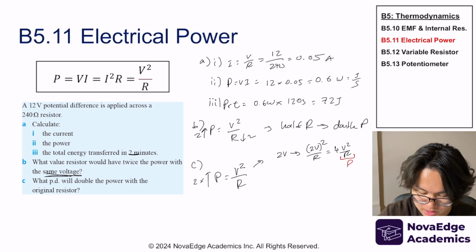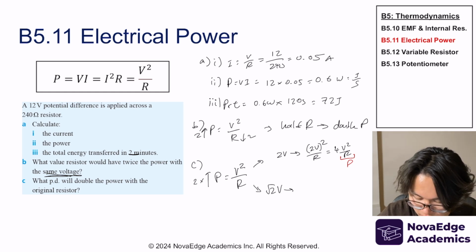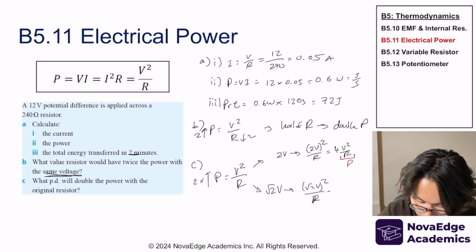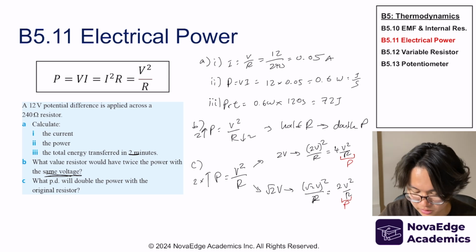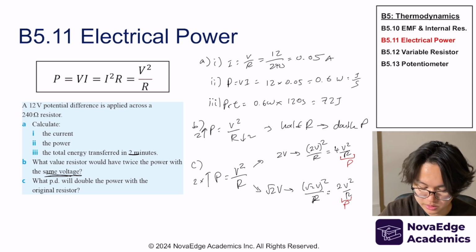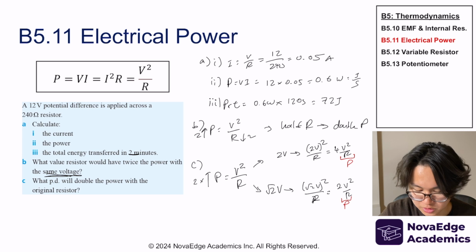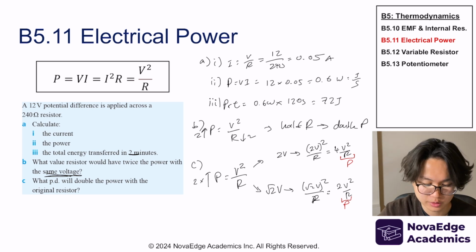I don't want that. So I actually need to be careful and actually only do square root of 2. Because if I do a factor of square root of 2, then that leads to square root of 2 times V squared over R, which is actually 2V squared over R. And this is equal to P, the original power. So now I'm doubling the power. Okay, so the correct answer is you need to multiply the voltage by a factor of square root of 2.